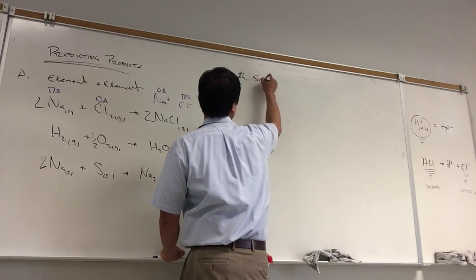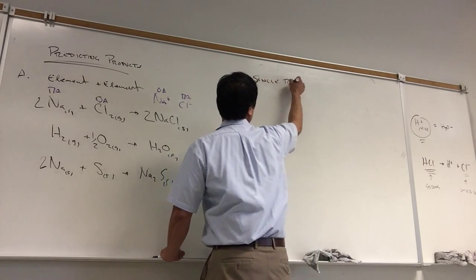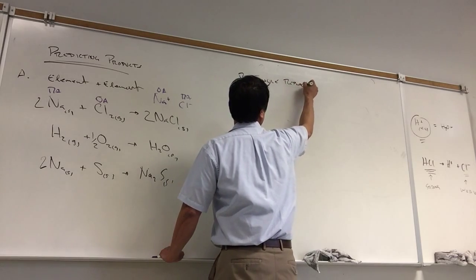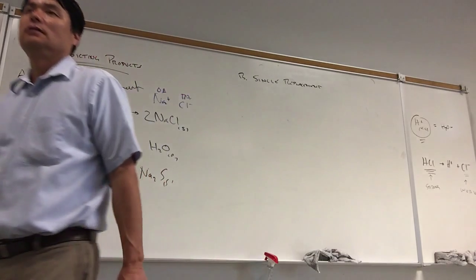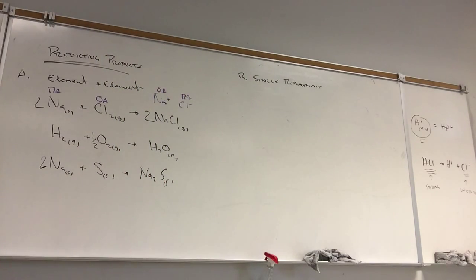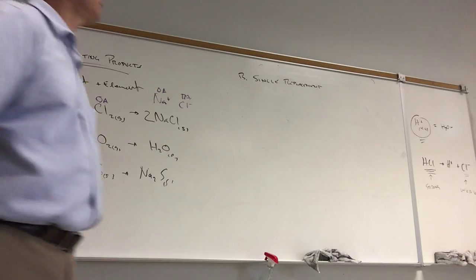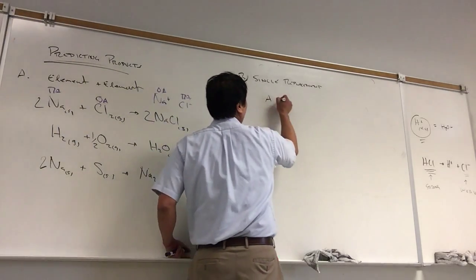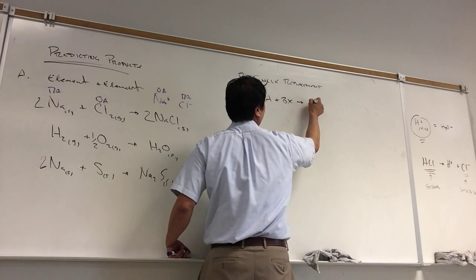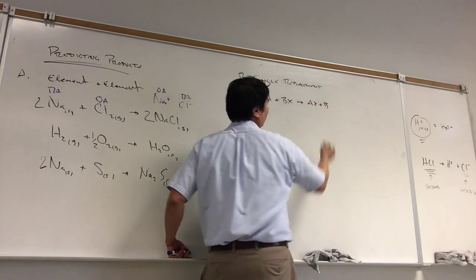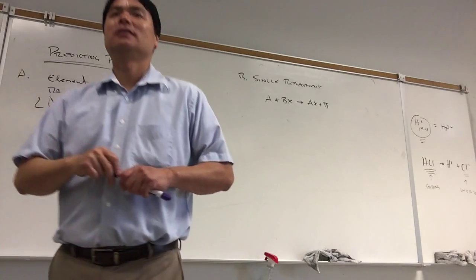B, we have single replacement. You remember single replacement? Can somebody tell me the general form of single replacement? Like in variables or just in letters, whatever. A plus BX yields AX plus B, or B plus AX, whatever you want. It doesn't matter the order.